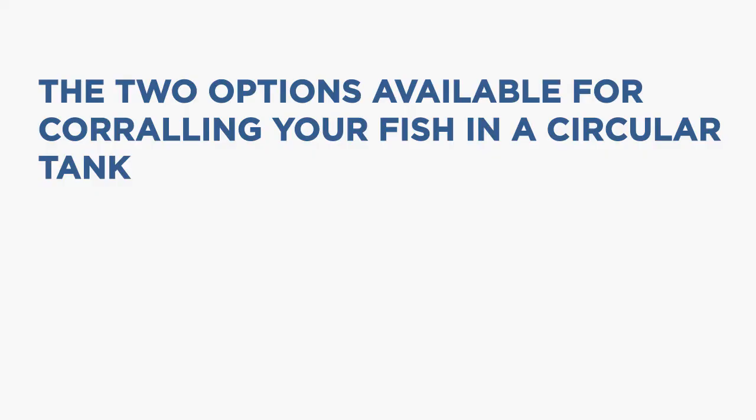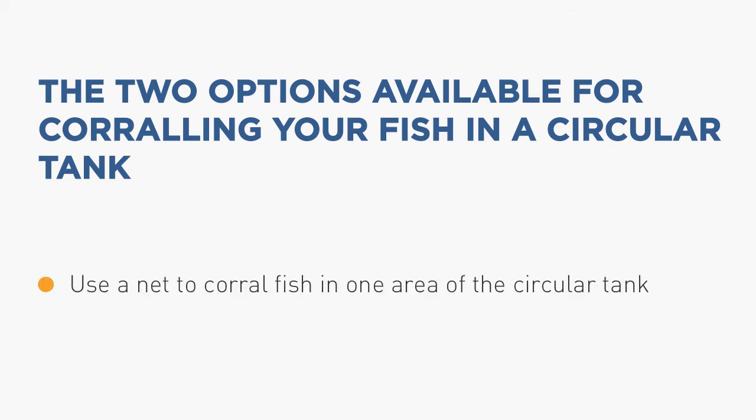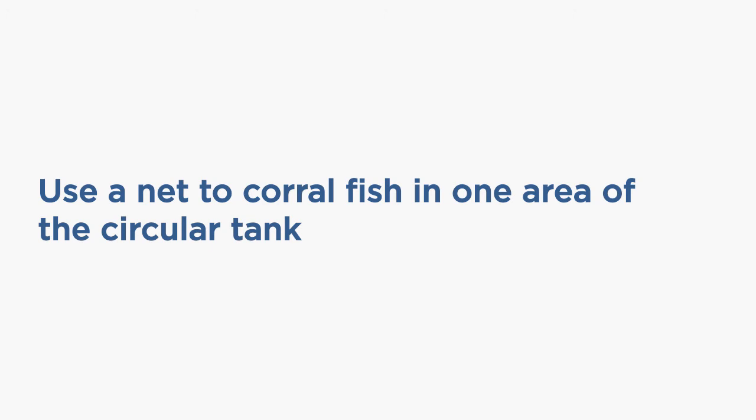The two options available for corralling your fish in a circular tank. The first is to use a net to corral fish in one area of the circular tank, while the second is to drain the tank. Using a net to corral fish in one area of the circular tank.